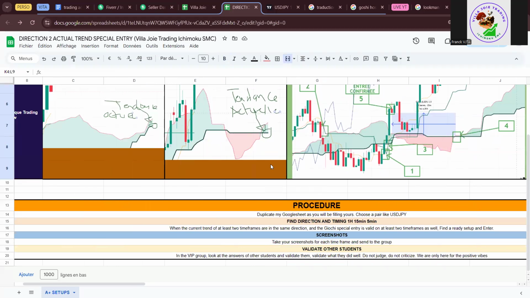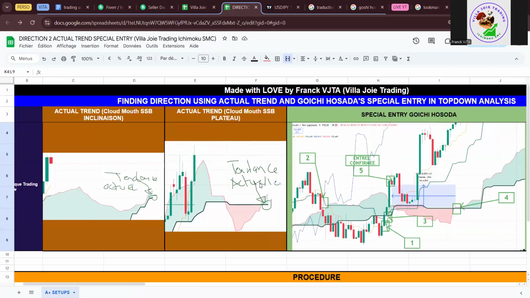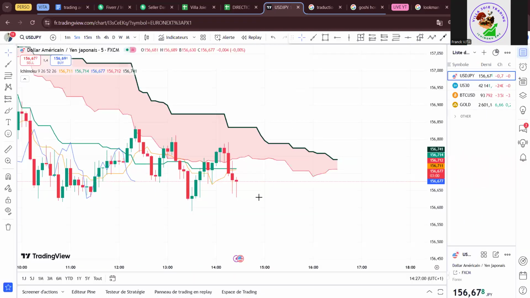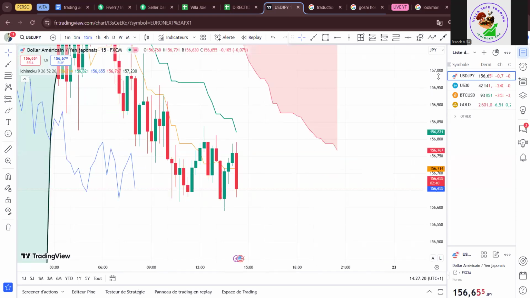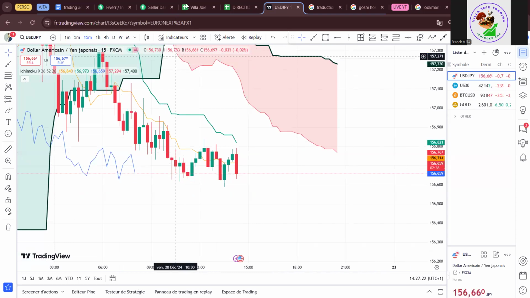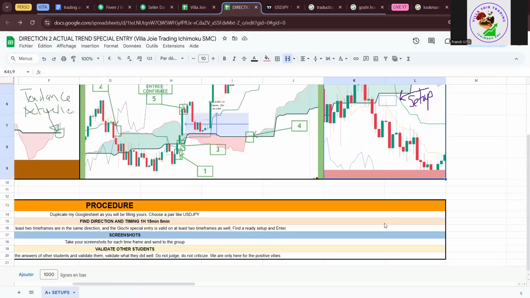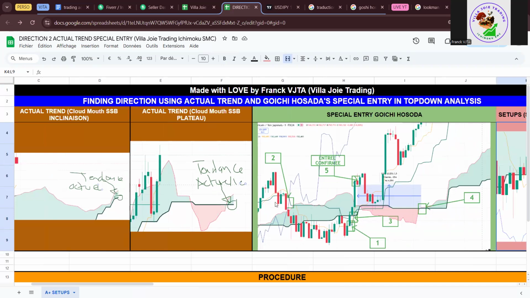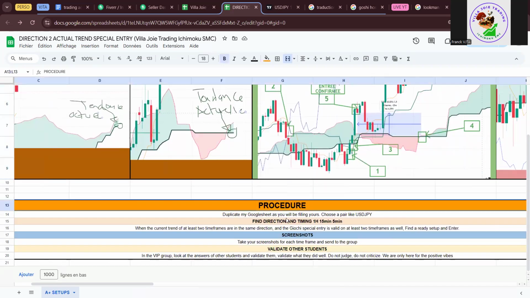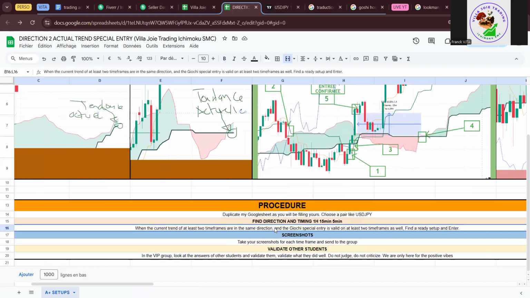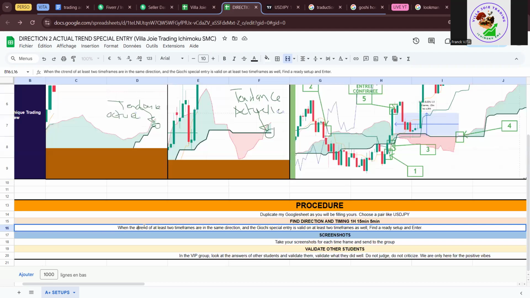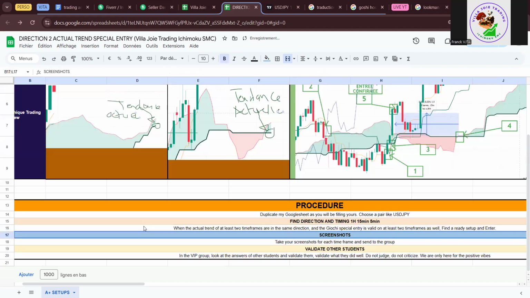Look, while taking the actual trend, because in the first video of direction that I took the last time was with the deep trend. Now I'm taking this one specially for the actual trend, to show you how it works. So the procedure now for you to do some exercise: duplicate your Google Sheet paper and then find a direction using the actual trend. When I say current trend and actual trend, they are actually the same thing.